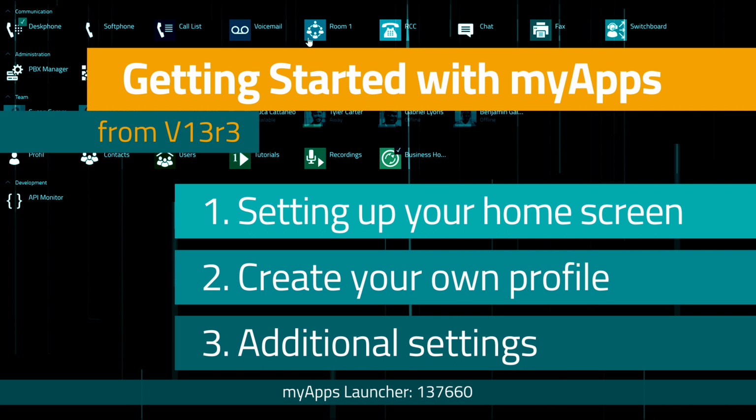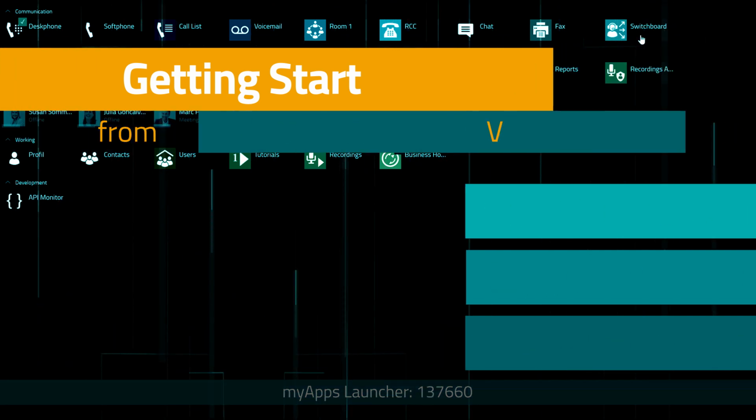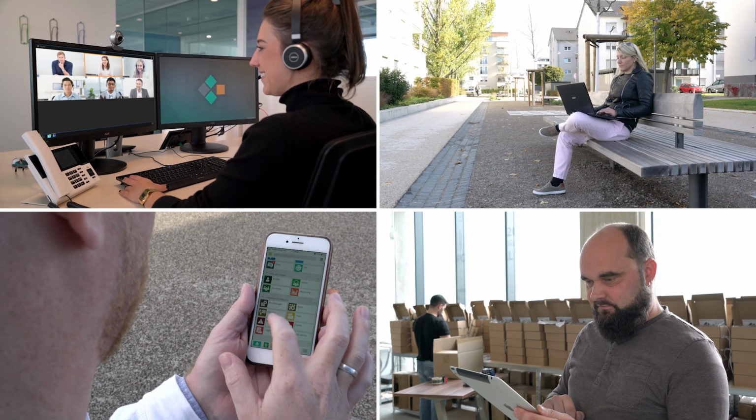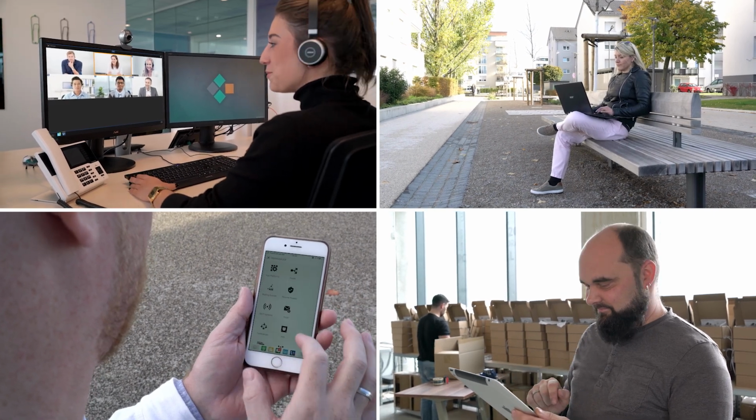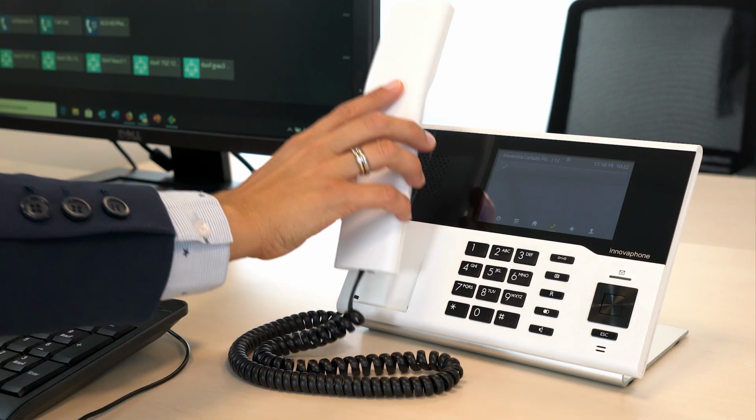For you to get started with myApps and to find your way around, we have created this video with a description of the most important settings and functions. These are divided into 3 steps. You can use innovaphone myApps to chat, make and receive phone calls, to share the contents of your screen, and to participate in video conferences.